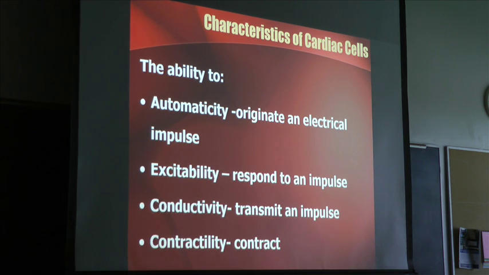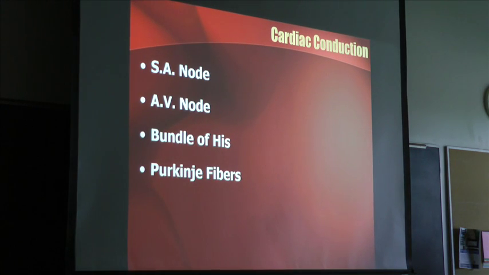So that's automaticity, and it kind of explains how heart arrhythmias can occur. Excitability is that cardiac cells respond to an impulse. Conductivity, cardiac cells can transmit an electrical impulse. And contractility, cardiac cells can contract. Not a whole lot to say about those, but it leads us into cardiac conduction.